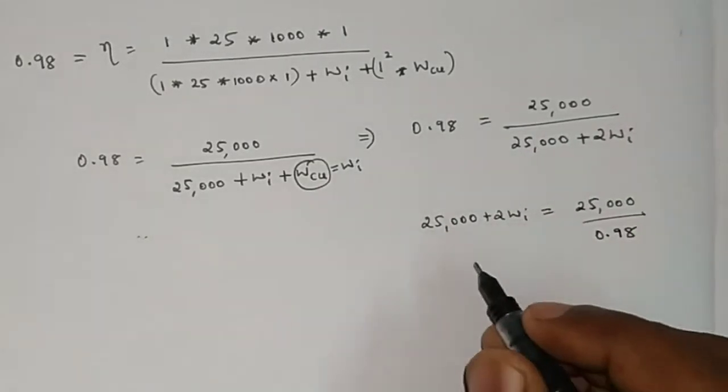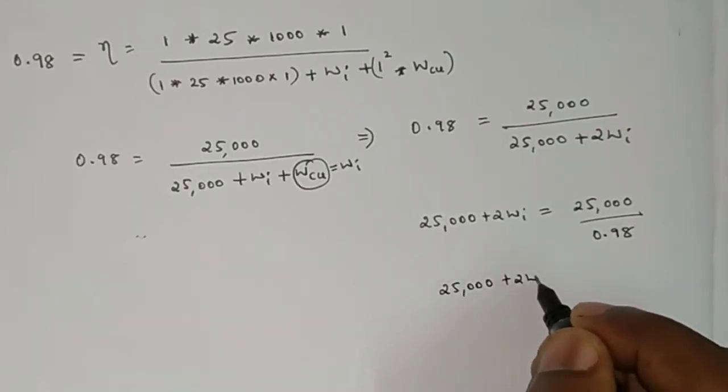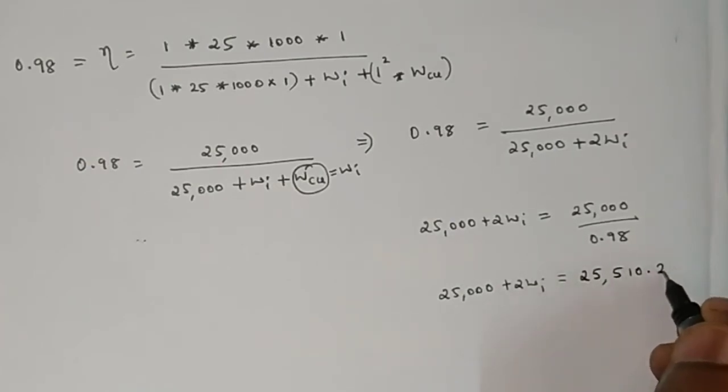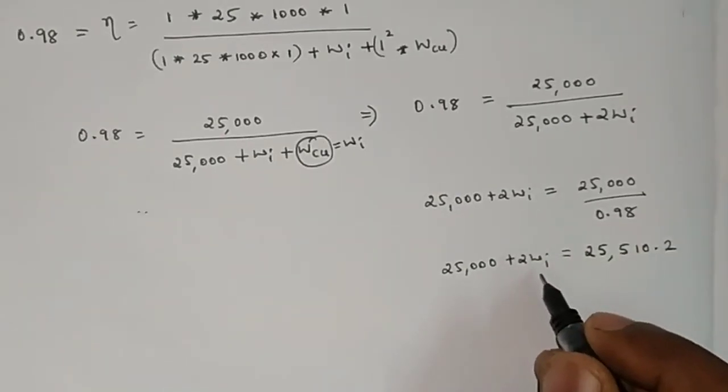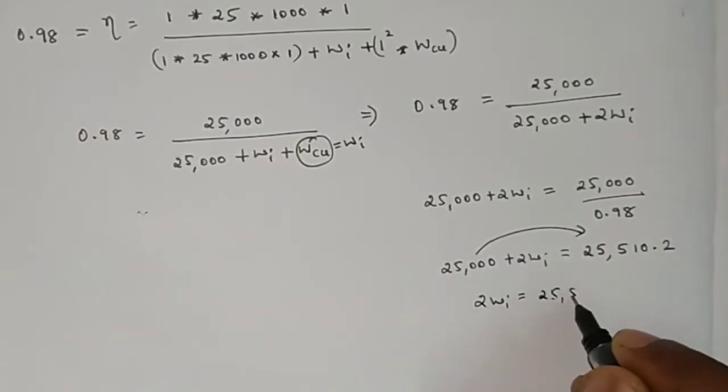So now you simplify, you will get the answer as, left side it will be 25,000 plus 2 iron loss, which is equal to, now I need to find out the value for iron loss. So 25,000 I will take it to the right side. So simplify step by step.